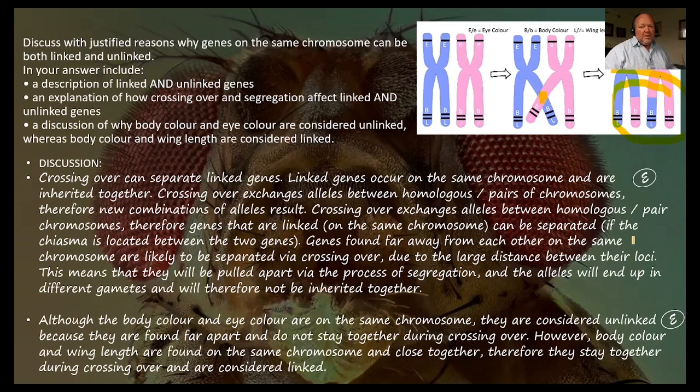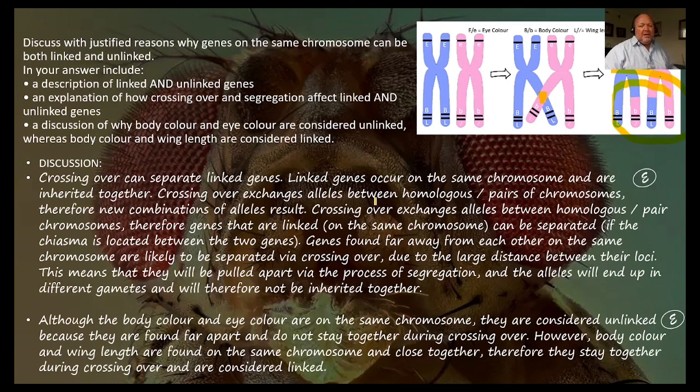Genes found far away from each other on the same chromosome are therefore likely to be separated via crossing over, due to the large distance between their loci. Remember, loci is the location of the gene on the chromosome. This means that they will be pulled apart via the process of segregation, and the alleles will end up in different gametes and will therefore not be inherited together.